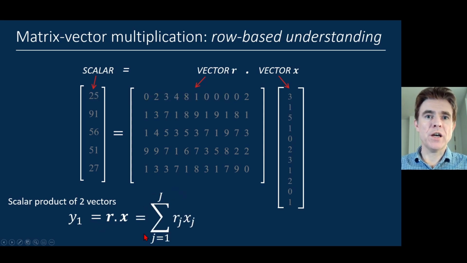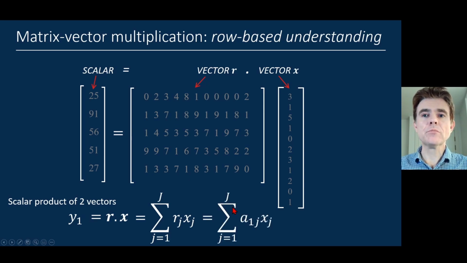We could also write that in more conventional subscript notation as shown here, where this output scalar y1 is just given by this value 0 times this value 3 plus value of 2 times value of 1 plus value of 3 times value of 5 and so on. I'm just spelling that out here for the case of J columns, in other words J elements in a given row. So in row 1 there are J elements, capital J elements.